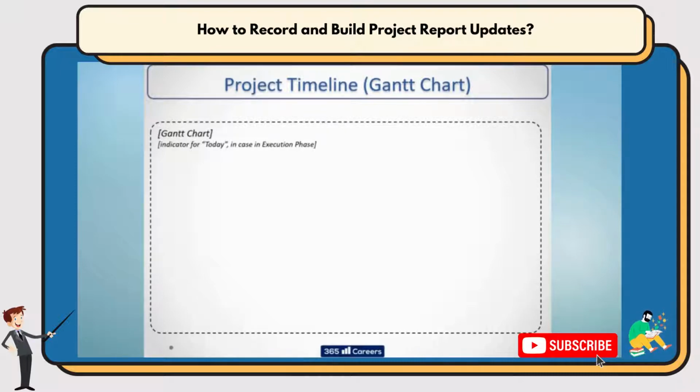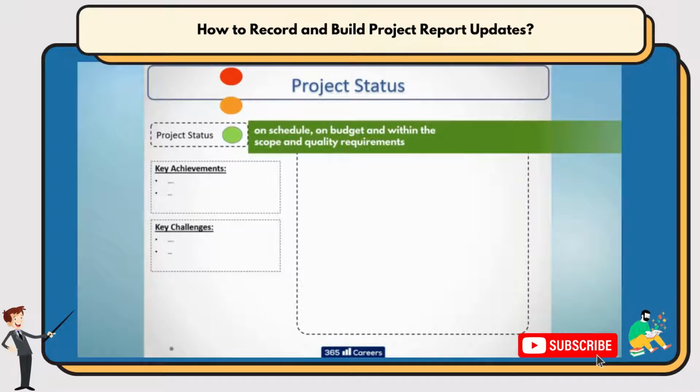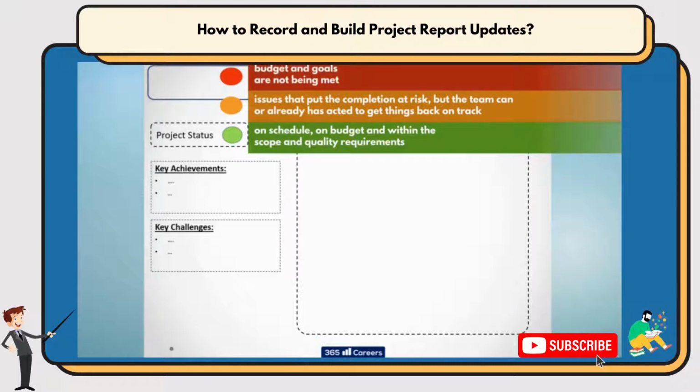The project status can be indicated with a red, amber, green scale. Green means that everything is on schedule, on budget, and within the scope and quality requirements. All is good to continue. Amber means that there are issues that put the completion at risk, but the team can or already has acted to get things back on track. Red is when things have gotten bad. Overspending or goals not being met mean that the project manager needs to reach out to the sponsor and stakeholders for support. Perhaps even rethinking the project plan and/or rebalancing the triple constraint.